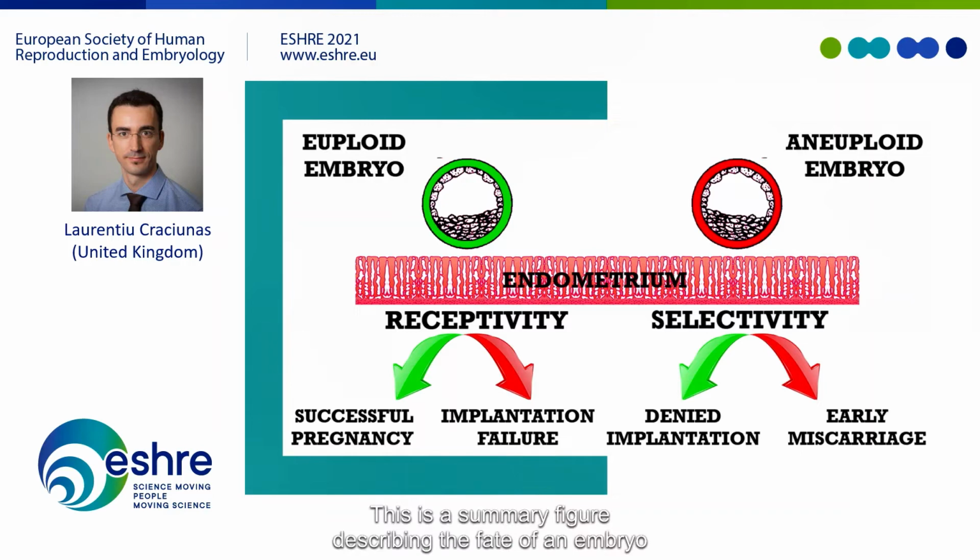This is a summary figure describing the fate of an embryo based on its quality. A high-quality embryo should be nurtured by endometrial receptivity and lead to a successful pregnancy. Suboptimal receptivity would lead to implantation failure in this context. On the contrary, a poor quality embryo should be denied implantation by endometrial selectivity to preserve the maternal resources. Suboptimal selectivity would lead to the early miscarriage of an aneuploid embryo.